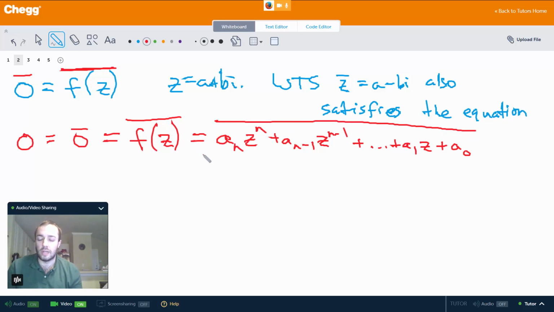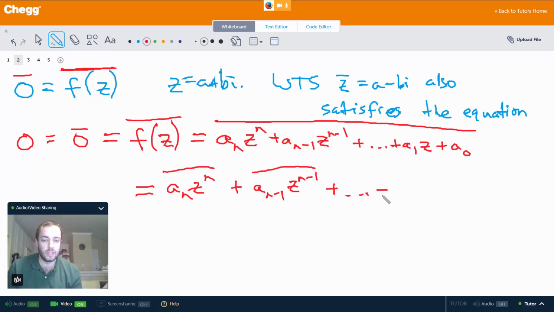Okay. Now, one of the facts about complex conjugates is that the conjugate of a sum is equal to the sum of the conjugates. So what we have here is the conjugate of this whole thing, which is a big long sum. So we can split that up into the sum of the conjugates. In other words, that's the same thing as a sub n times z to the n, conjugate of that, plus a sub n minus 1 times z to the n minus 1, conjugate of that, plus dot dot dot, plus a sub 1 times z, conjugate of that, plus a sub 0, conjugate of that.